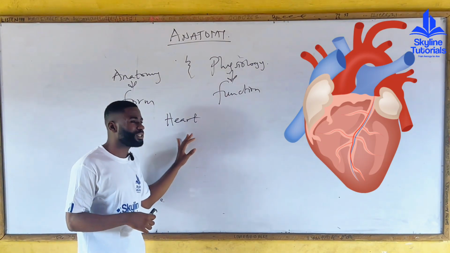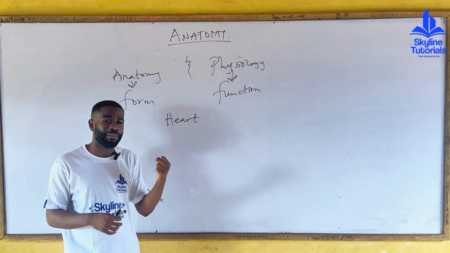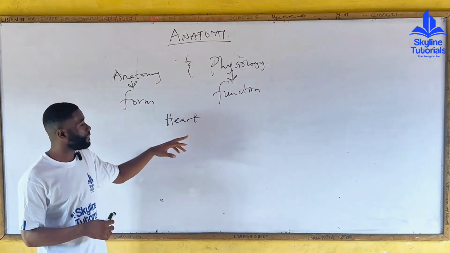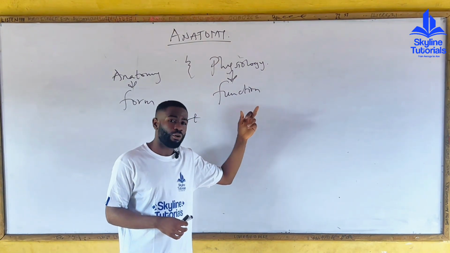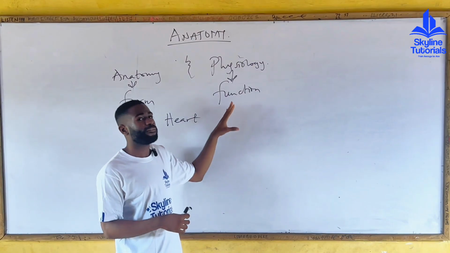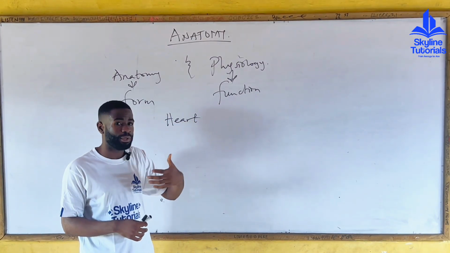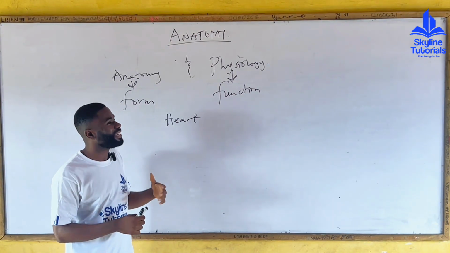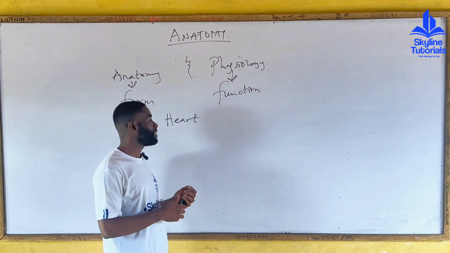If it is not in the form of a muscle, do you think it will have the capacity to pump blood? No. So the essence of the form which an organ takes is dependent on the functioning of that organ. Please take note of that. The heart is muscular because of the function it carries out, which is pumping of blood. It requires a lot of energy to do that. You can imagine if it was not muscular, how that functioning would have been carried out.